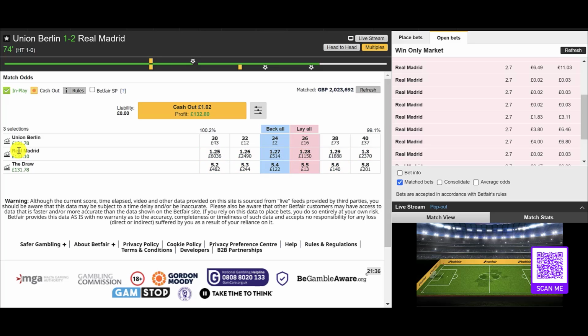Anything could happen from here. Union Berlin could go on to win this 4-2 or 5-2. It doesn't matter. We've already done our job, and we've done our job thanks to interpreting the XG. So that's it, pretty much done on this one. We've got the green. Union Berlin 1, Real Madrid 2, 75 minutes on the clock.